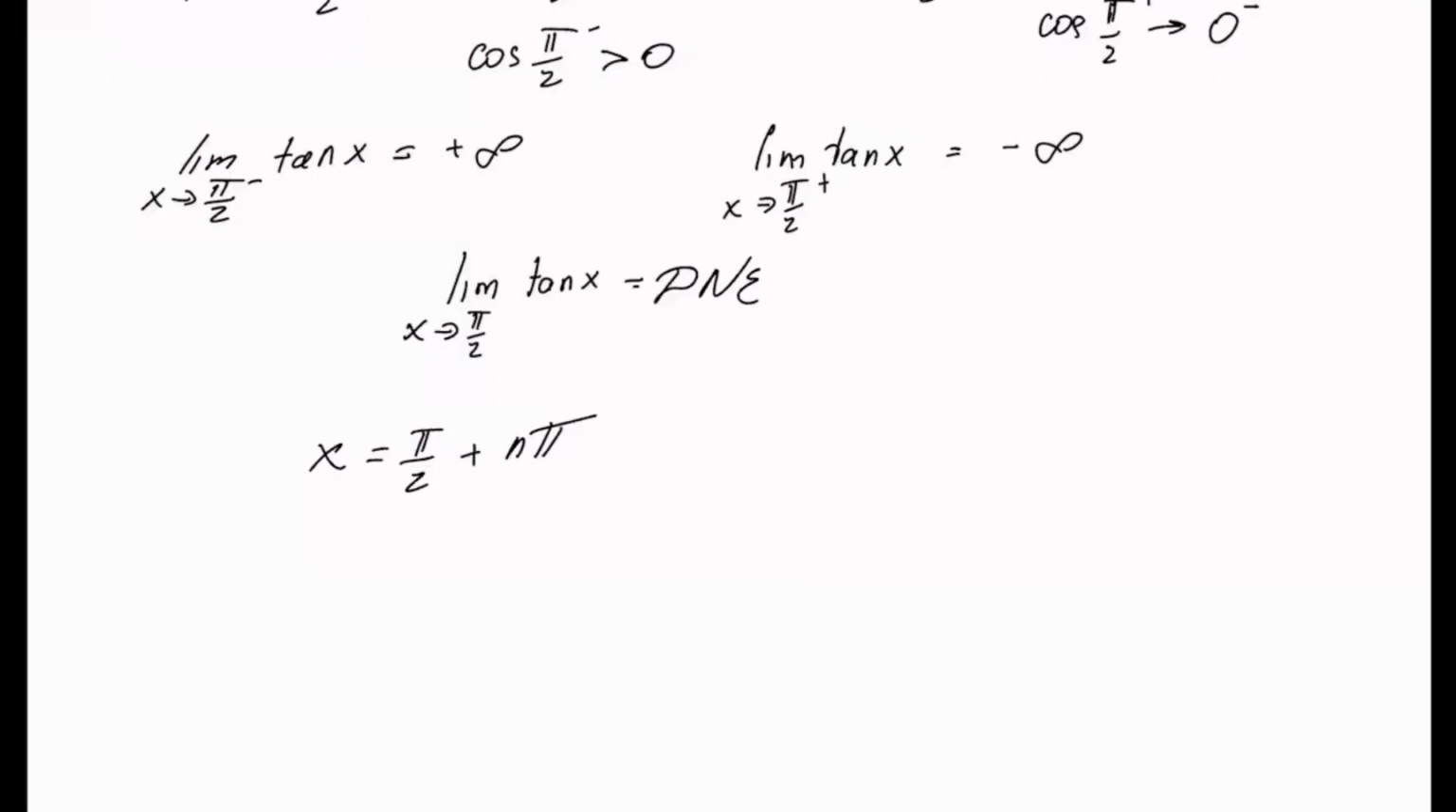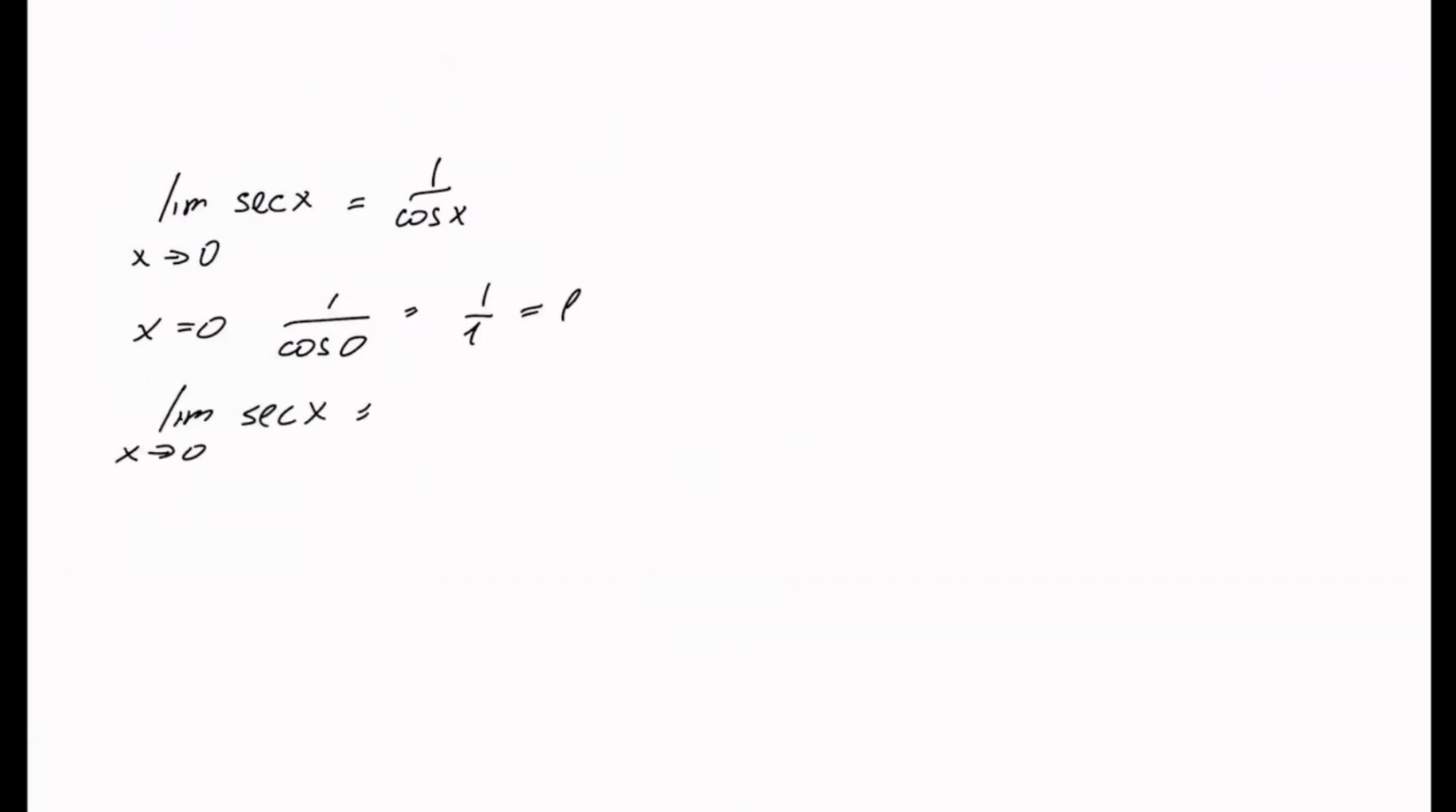Now let's try another example. Limit of secant x as x approaches 0. Recall that secant x is 1 over cosine. And at x equals 0, we have 1 over cosine 0, which is 1 over 1, which is going to be 1. So the limit as x approaches 0 of secant x is actually going to be 1. No infinite limits here. The function is actually continuous at x equals 0.